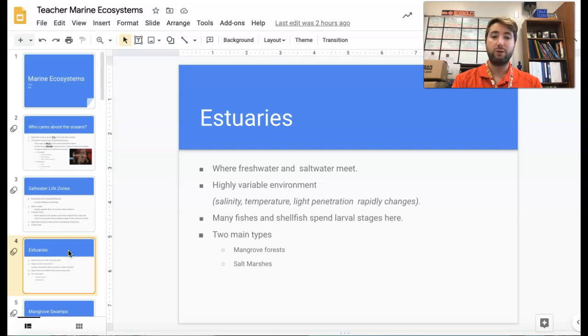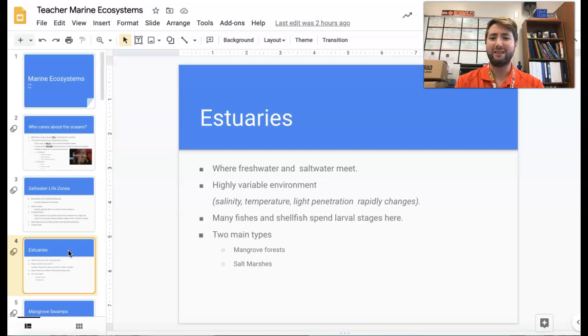Estuaries are where freshwater and saltwater meet. A lot of times you'll hear that the conditions in estuaries change relatively quickly. Let's say that you have a river and it empties into the ocean. You're going to have the meeting of this freshwater and saltwater, and that's going to create what they call brackish water. If you ever hear the term brackish water, it means it's a mixture of freshwater and saltwater.